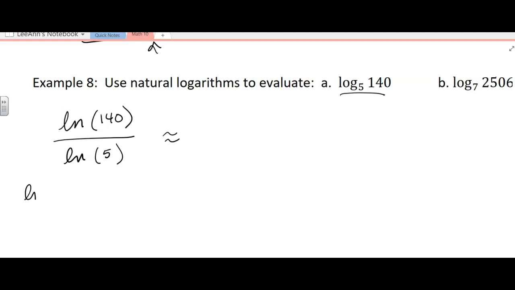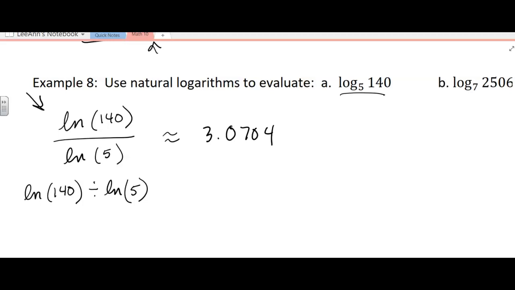So I'm going natural log, and then I'm going 140. It already has the parenthesis. I close that off, divided by natural log. It opens the parenthesis. I'm going to put in the 5 and close it off and hit enter. Now, we should get the exact same answer. And we do, 3.0704. Okay, so it doesn't matter if you use common logs or natural logs.